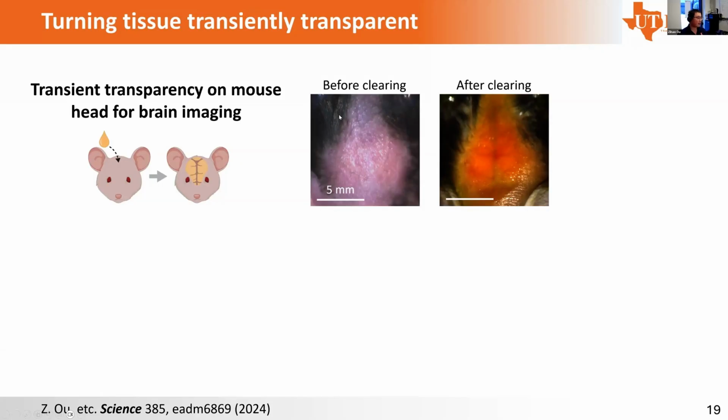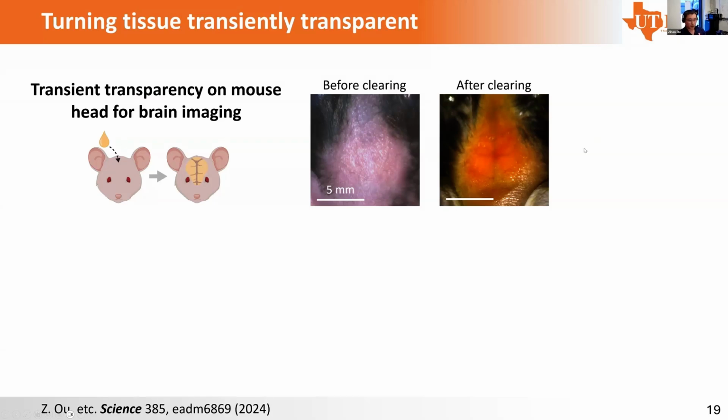For example, firstly, let me show you, this is a mouse head. After you shave the fur, this is how it looks. Because of the strong scattering in the skin, we are not able to see any feature below it. And we then apply this dye molecule on top of the skin, and we can make part of this skin transparent. And then this allows us to directly visualize the vessels on the surface of the brain.